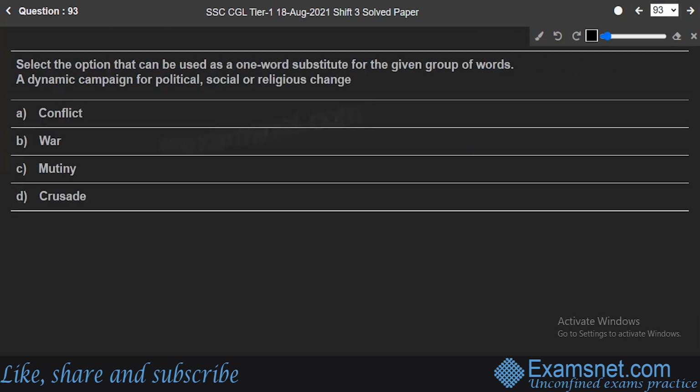Select the option that can be used as one word substitute for the given group of words. A dynamic campaign for political, social, and religious change. Options are conflict, war, mutiny, or crusade. Which is the correct answer to the given question? Let's see the meaning of all the words one by one. Conflict means a fight or an argument over something.